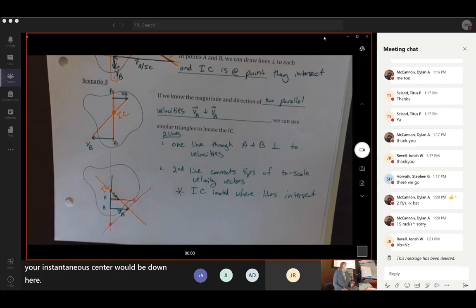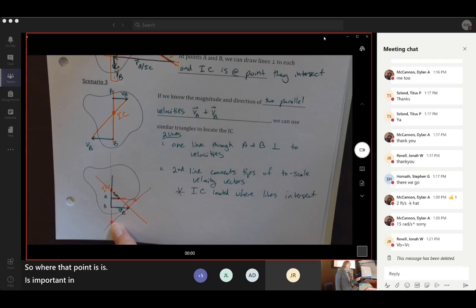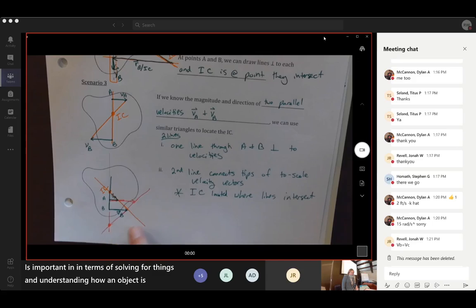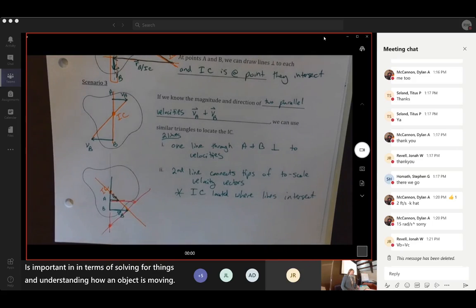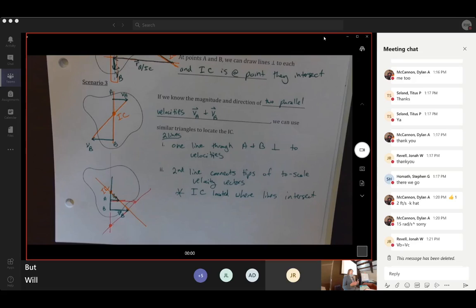Does that make sense? So we're looking for where the velocities match up so that they're definitely rotating about the same point. So where that point is is important in terms of solving for things and understanding how an object is moving. But we'll find that based on whatever velocities we have to work with.